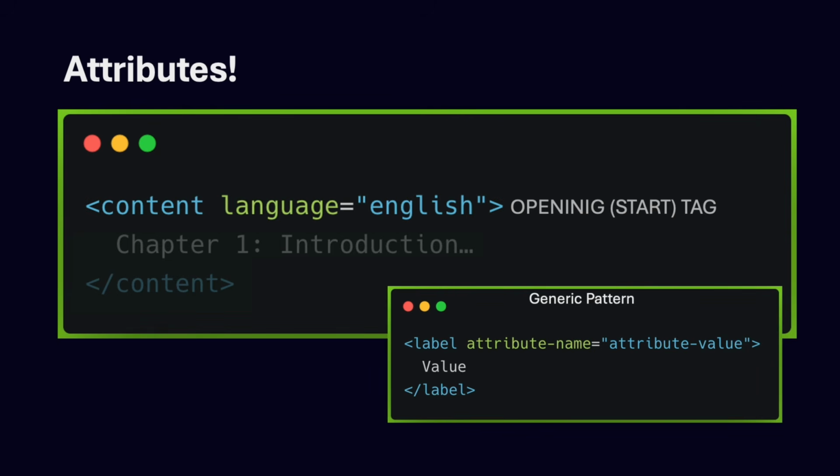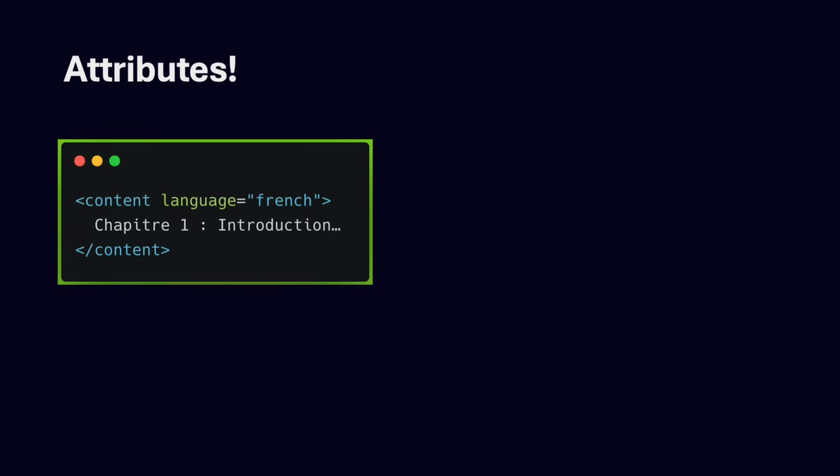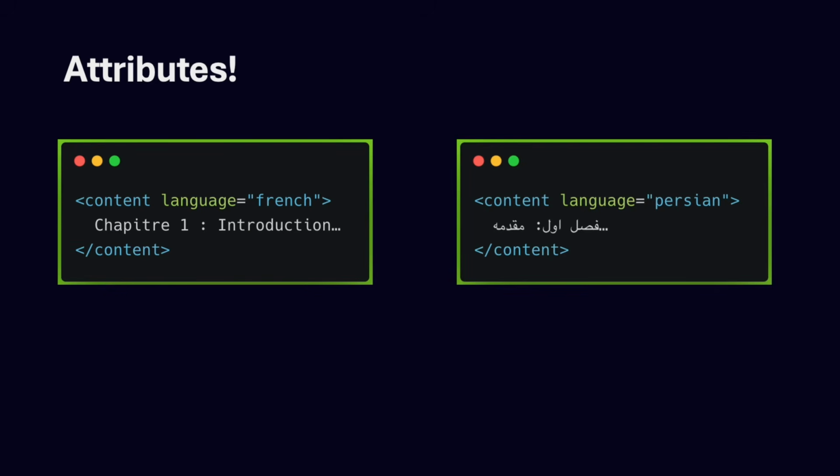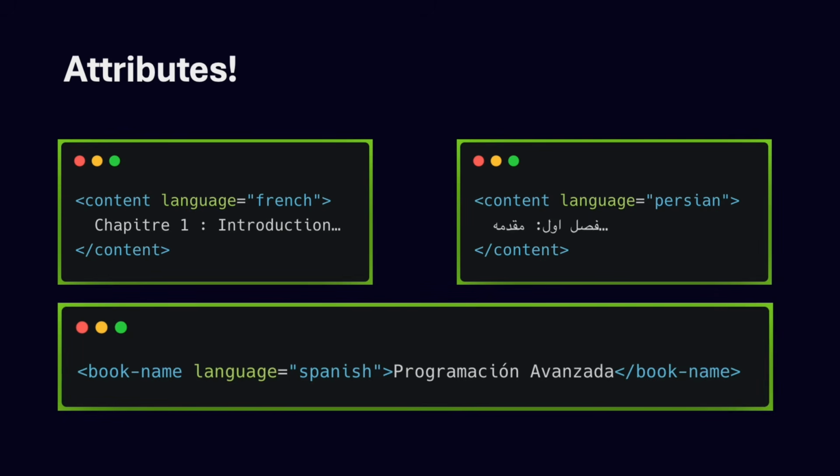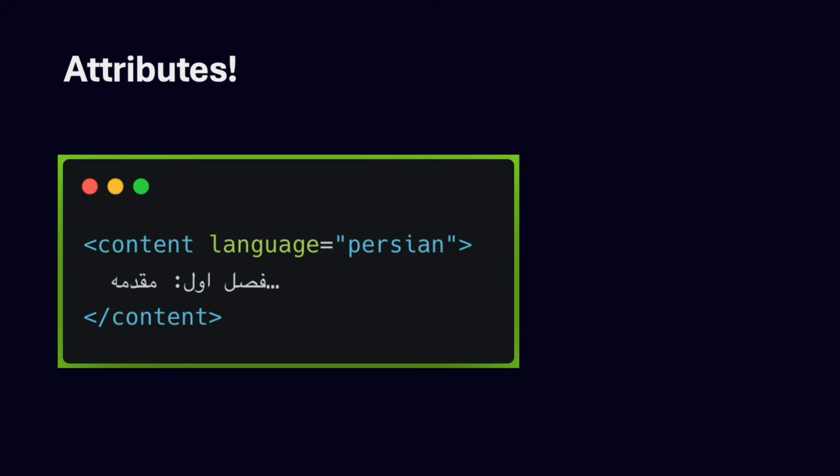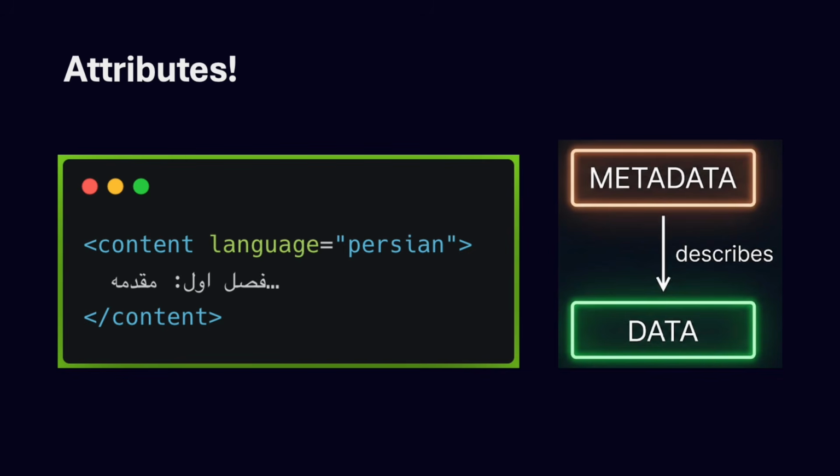Let me show you a few more examples of how attributes work. I have a content tag with language attribute equal to French, and it is telling me that this tag is capturing some content that is written in French. Next one is another content tag, this time with language set as Persian, and then we have a book name tag with a language set as Spanish. So no matter the tag, the attribute gives us extra information about that tag. Notice that attributes don't change the content itself. They just provide additional information about it.